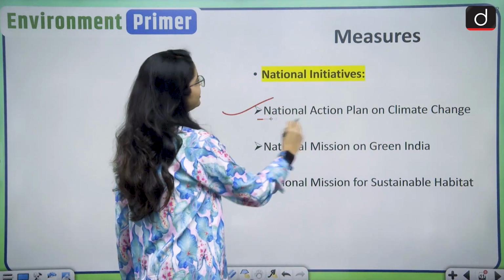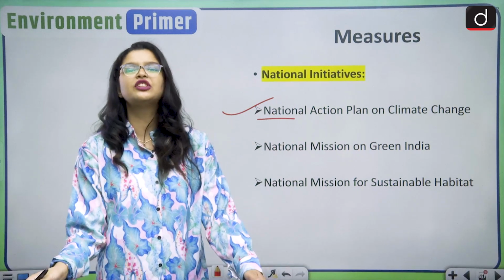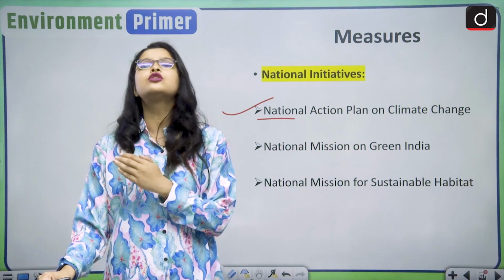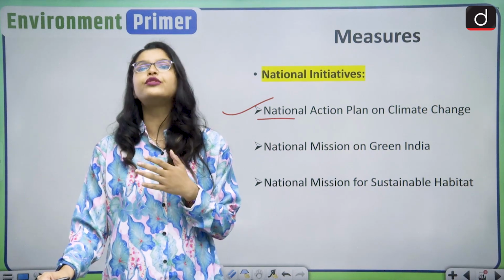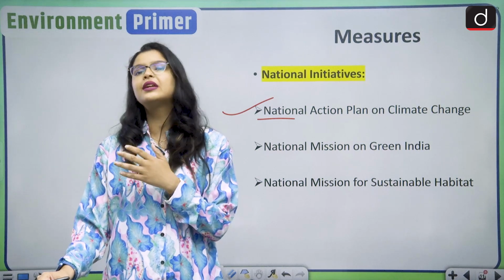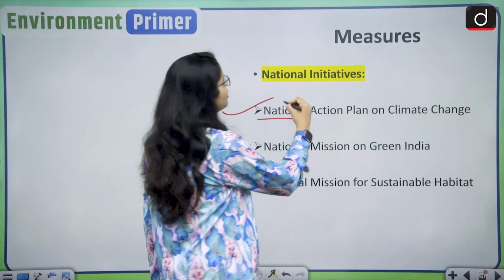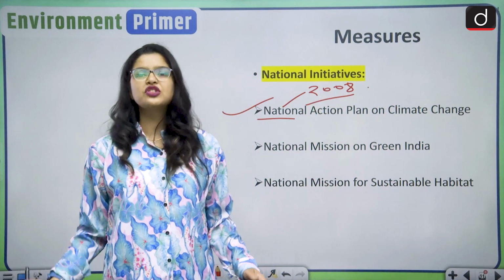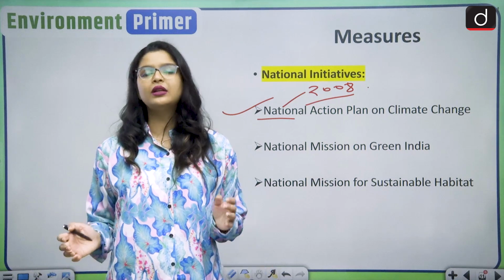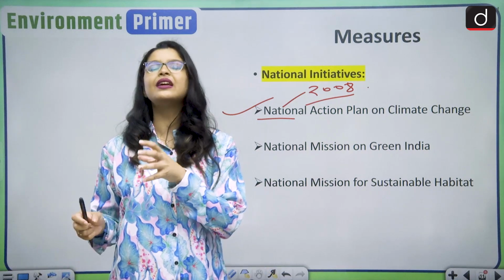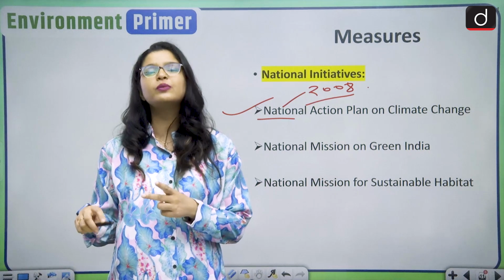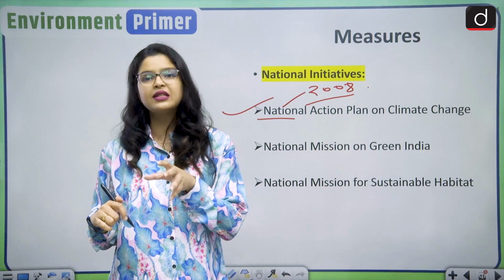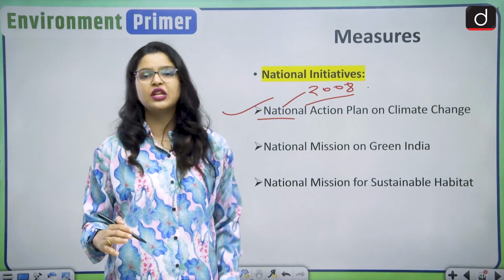So the first initiative is the National Action Plan on Climate Change. A very ambitious plan that not only teaches about the threats of climate change but also tries to find solutions to the problem of climate change. It was launched in the year 2008 by the Prime Minister's Council on Climate Change, and it is a very important plan, and various other missions such as National Hydrogen Mission, National Solar Mission, National Water Mission, etc. fall under this National Action Plan on Climate Change mission.